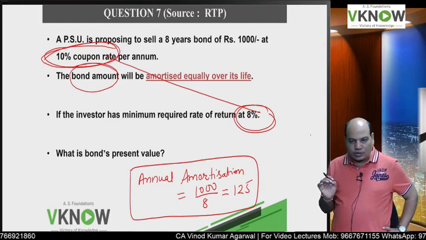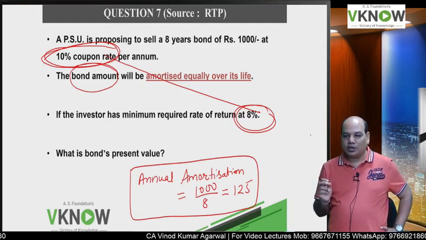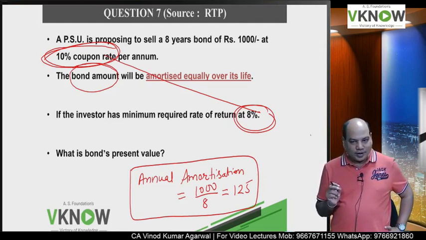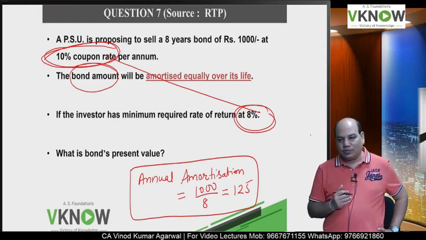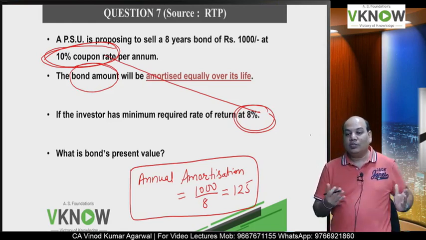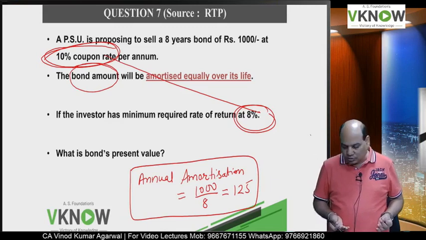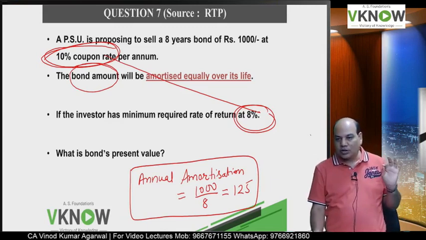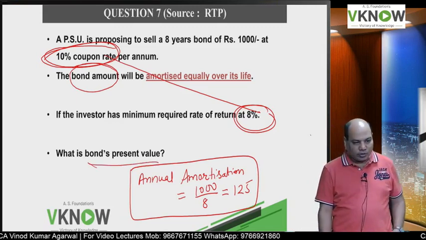In the first question we have written a note. If the required return is less than coupon rate, then the present value will be more than face value, because your required return is less, but you are getting more, so you will be willing to pay more price for this bond. Okay, so we have to ensure that my answer is more than 1000 rupees. What is the present value of the bond?